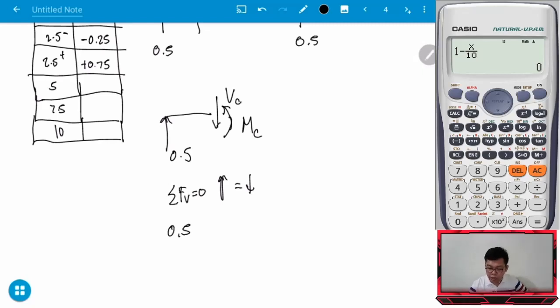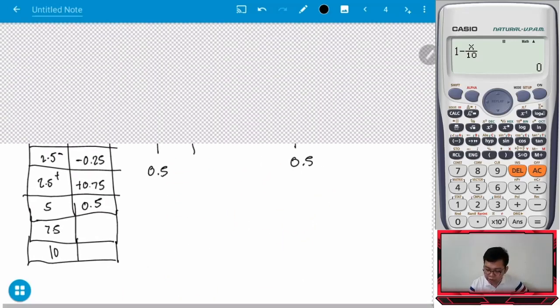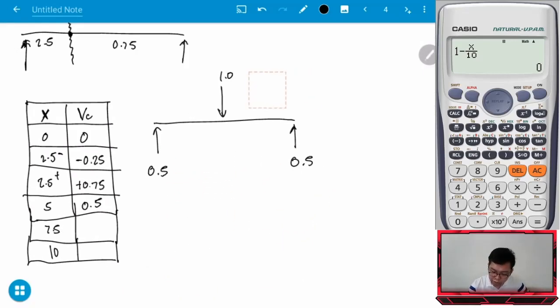0.5 pala yung upward. And then, the downward force is actually VC. Therefore, wala nang iba yan. VC is actually positive 0.5. Yan na. Di ba madali na? 0.5. Okay? Now, again, bura. Lipat na naman natin dito sa 0.75 yung load.